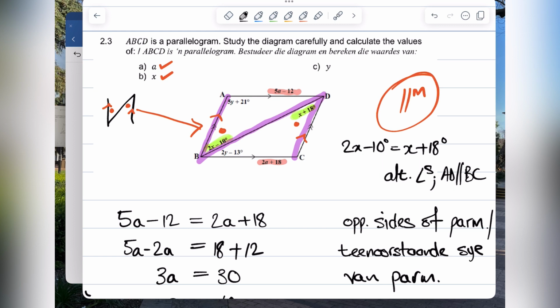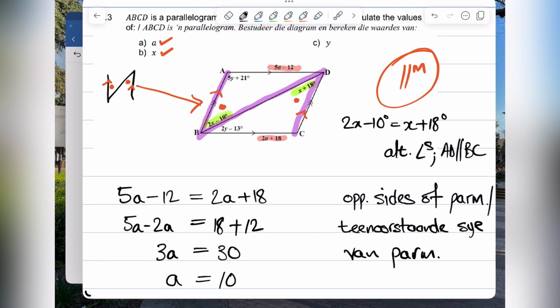Our next unknown is the y variable, and maybe this will be slightly trickier. If you look at where 5y plus 21, and I think I'll use a totally different color, let's use yellow over here. So 5y plus 21 is indicated over there, and then 2y minus 13 over here. Now, how do I relate those two angles in order to solve for the unknown?